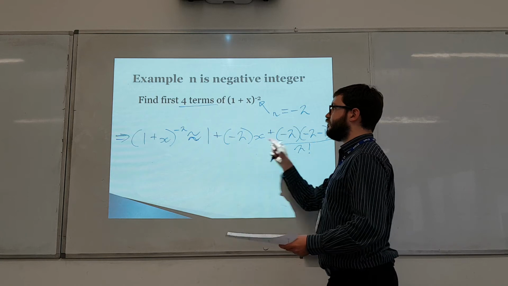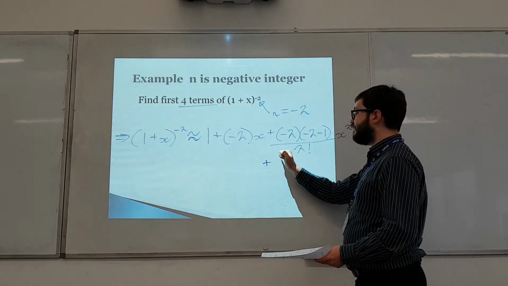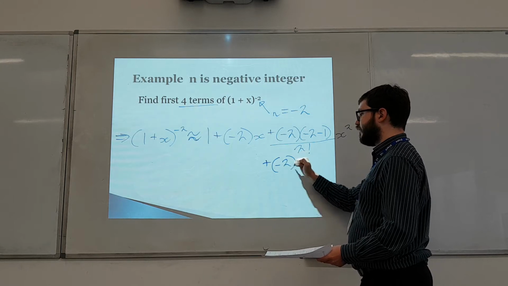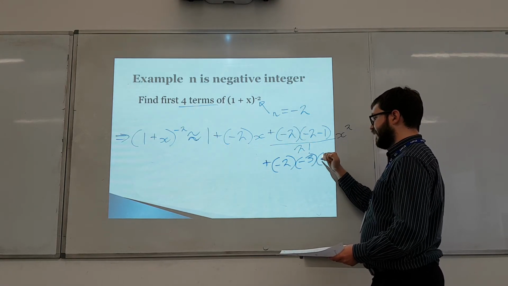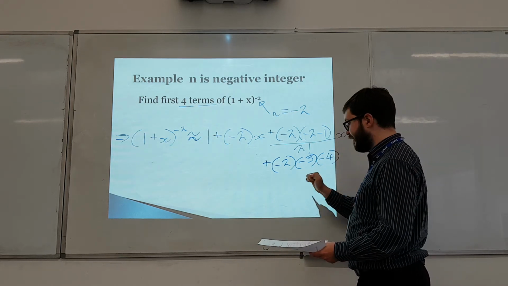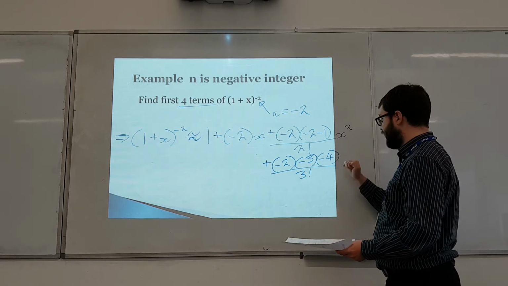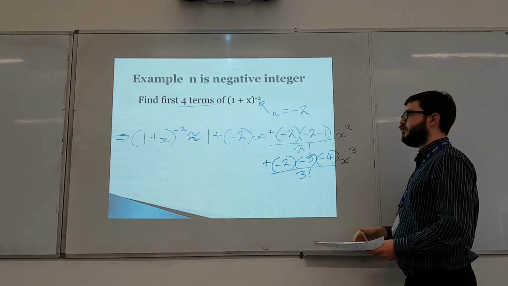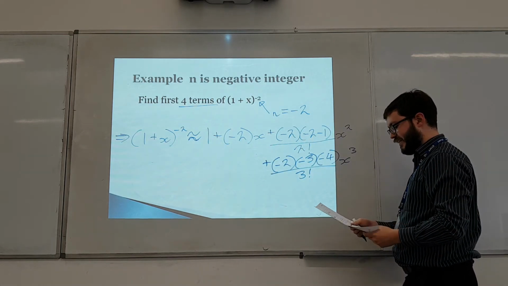For instance, I've got 1, 2, 3 terms. The next term is going to look like this. We've got n once again, multiplied by n minus 1, multiplied by n minus 2. It's a lovely countdown. It's a good way to remember that. The denominator of the coefficient is 3 factorial, and we're going to multiply it by x cubed. So, 1, 2, 3, 4 terms are present there.